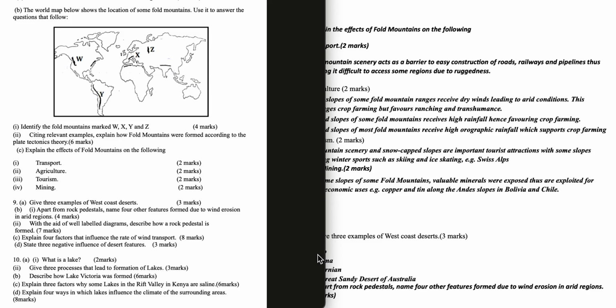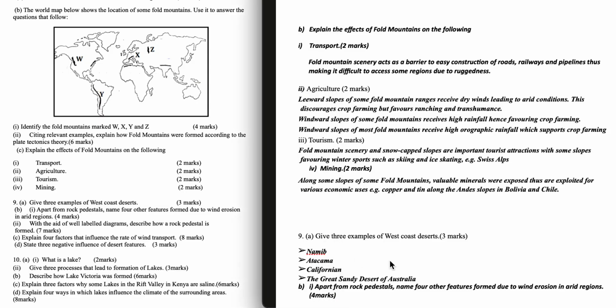Welcome. Today we are continuing with Geography Paper 1, Question 9. Give 3 examples of West Coast deserts: Namib, Atacama, Californian, the Great Sandy Desert of Australia.